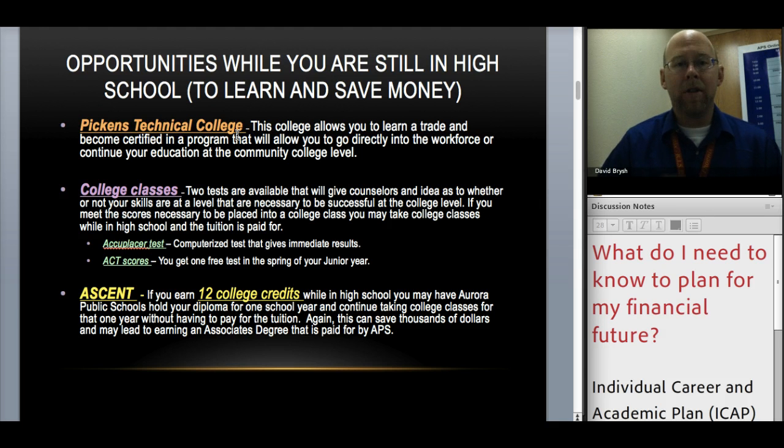Although it's important that you have a good GPA, at least the quarter that you're applying, the quarter maybe before you're applying, and it's important that you have good attendance. Those two things are required to be admitted into Pickens.